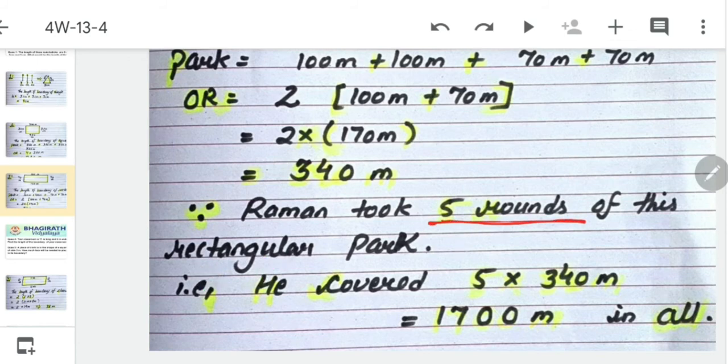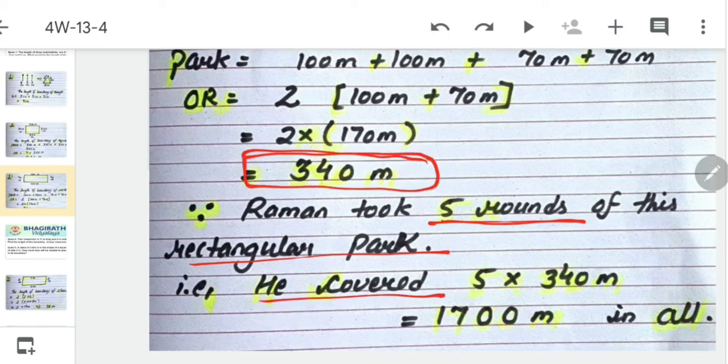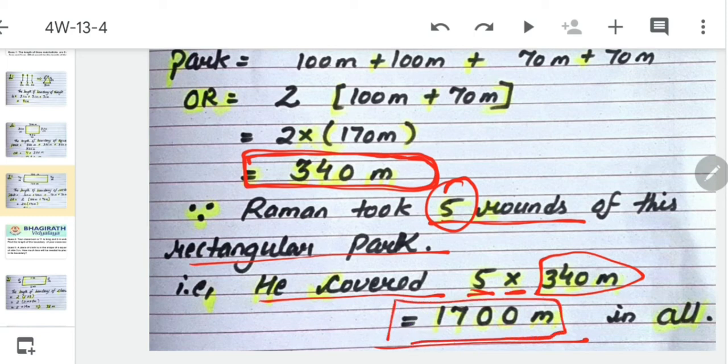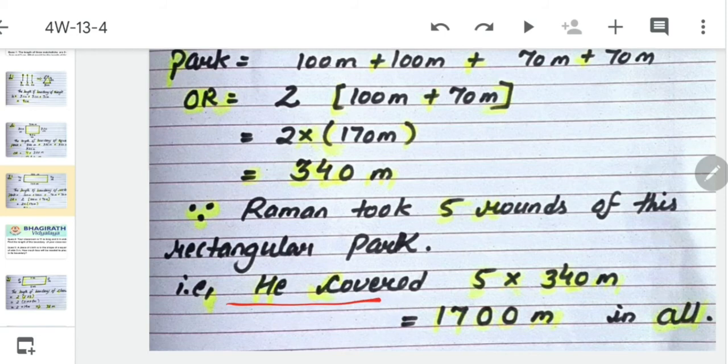Now we know that Raman took how many rounds? 5 rounds of this rectangular park. So to find out how much distance he had covered, we have to multiply the length of the boundary of the rectangular park with 5. So he covered 5 into 340, which gives us 1700 meter. That means 1700 meter is the total distance covered by Raman when he took 5 rounds of this rectangular park.